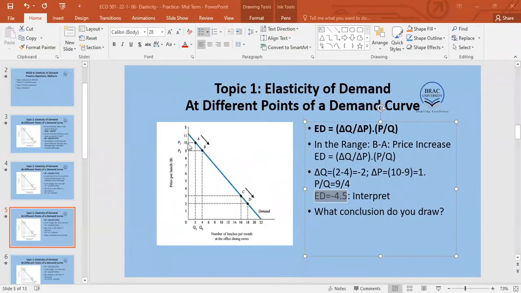What is the AB region? Price change is 1 unit, quantity change is 2 units. Do we see the same thing in the CD region?